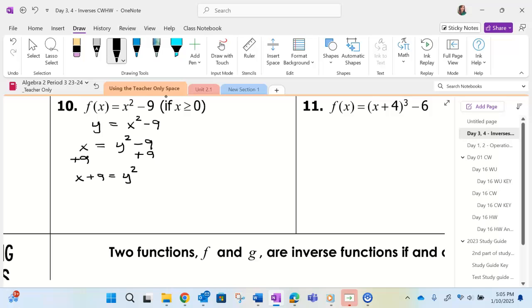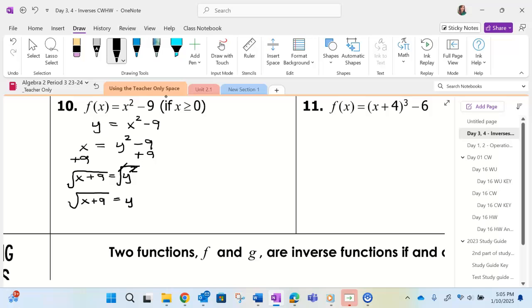Now, we're solving for y. So the opposite of y squared is a square root. And if we do a square root on this side, we have to do a square root on that side. Okay? Now a square and a square root cancel out. So we are left with y equals the square root of x plus 9.